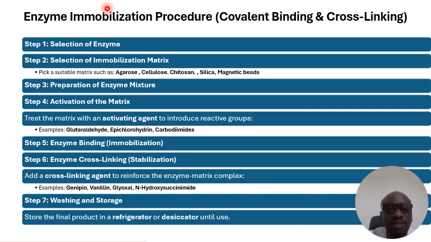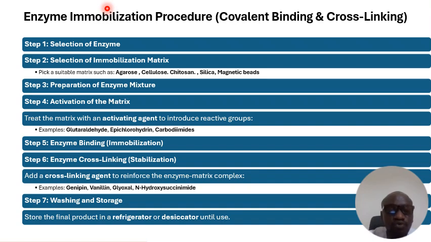In this enzyme binding immobilization, the enzyme solution is mixed with the activated matrix, and then it is incubated under optimum temperature and pH to allow covalent attachment together. Then we go to the next step, which is enzyme cross-linking, which is the stabilization. At this process, a cross-linking agent is added to reinforce the enzyme-matrix complex. And this cross-linking agent usually enhances the thermal and operational stability of the immobilized enzyme.